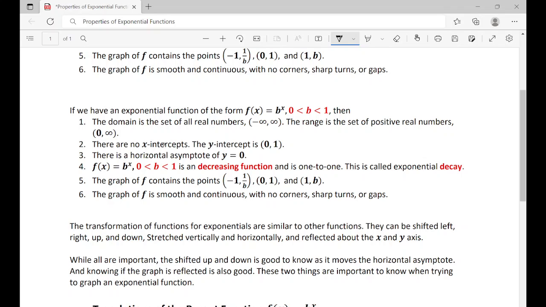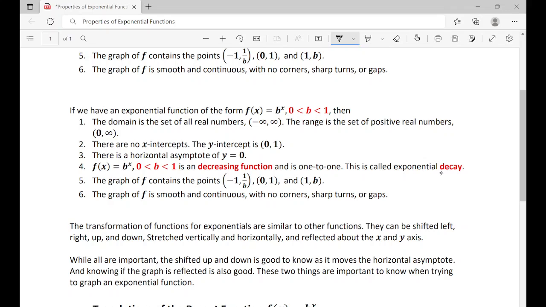Again, there are no x-intercepts, there is a y-intercept at (0, 1), and there's still a horizontal asymptote at y equals 0. If b is between 0 and 1, we say this is a decreasing function, and it is still 1 to 1. This is called an exponential decay equation. The graph of f contains the points, again, (-1, 1/b), (0, 1), and (1, b), and just like before, f is smooth and continuous with no corners, sharp turns, or gaps.